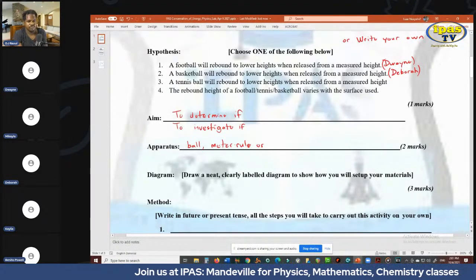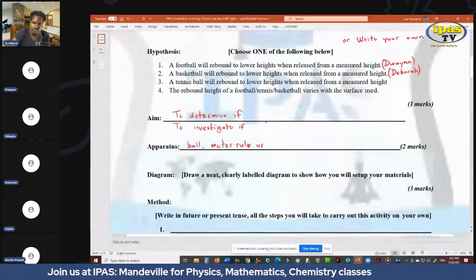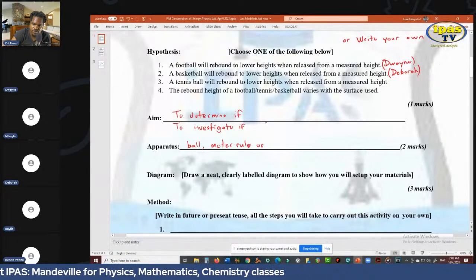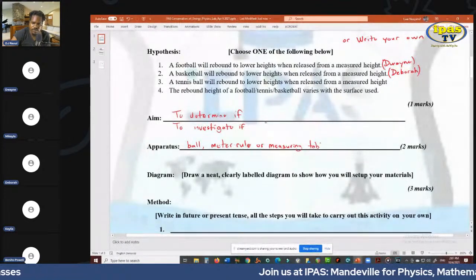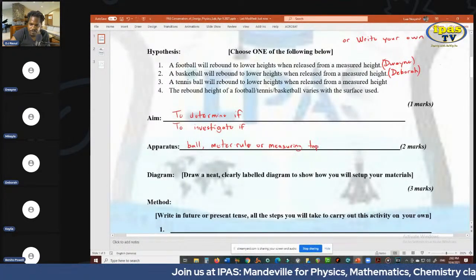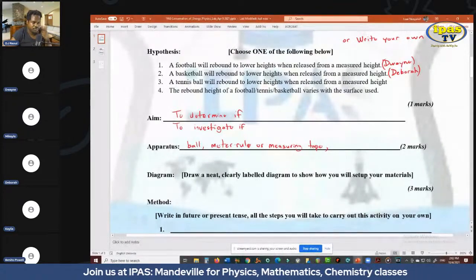Rule. A regular rule. Or tape measure. Yeah, all right. So yeah, measuring tape then. All right. Let's put a measuring tape there. All right, what else now?